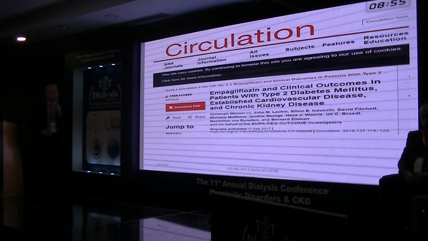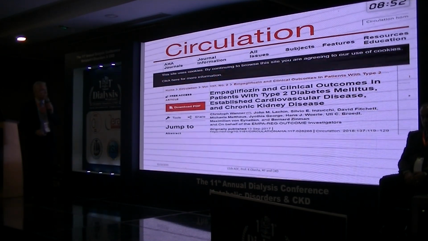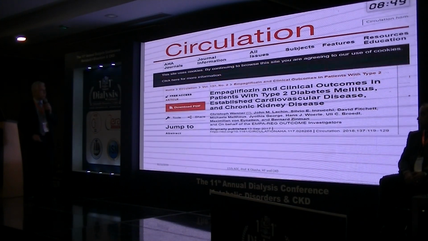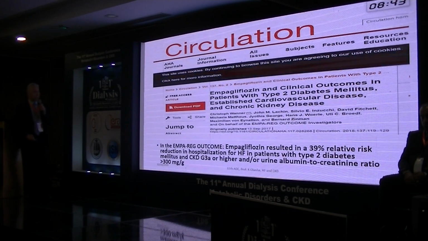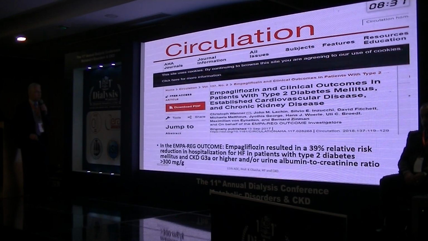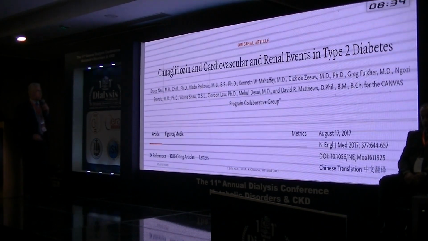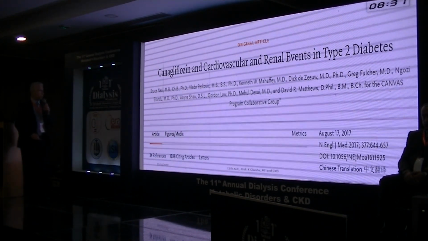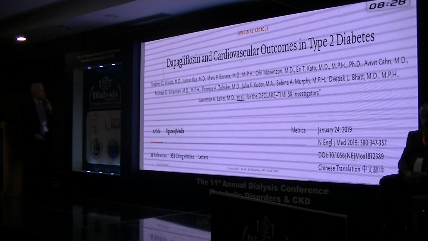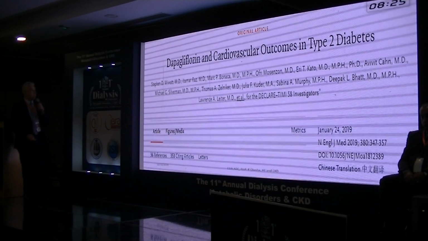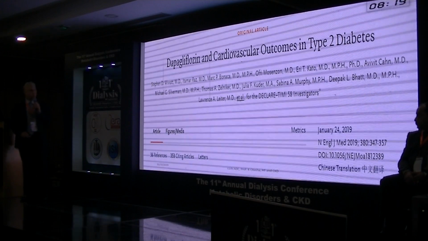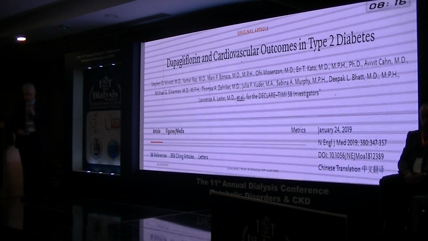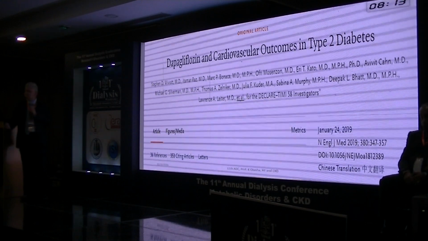One of these trials is the EMPA-REG trial, which was released in 2017, and it has shown very clearly that empagliflozin resulted in a 39% reduction in hospitalization for heart failure in type 2 diabetic patients. Similarly, the CANVAS trial with canagliflozin also showed the same result. And finally, the DECLARE study, which was just released a few months ago, showed almost the same result, and heart failure reduction was much observed in this group of patients.